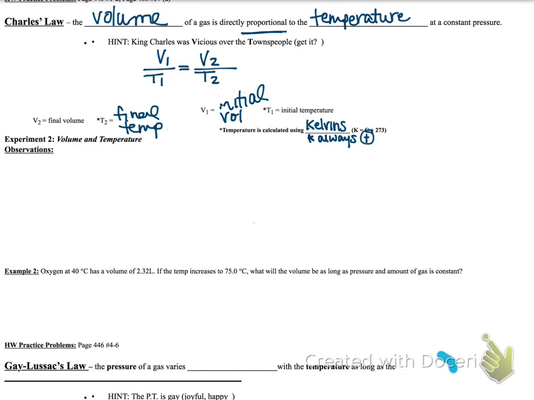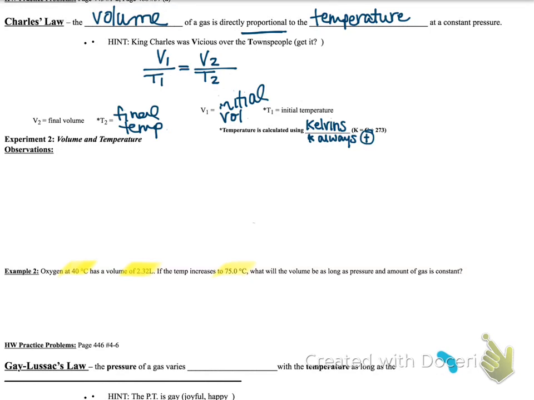So, example 2. Oxygen at 40 degrees Celsius has a volume of 2.32 liters. If the temperature increases to 75 degrees Celsius, what will the volume be as long as pressure and the amount of gas is held constant?